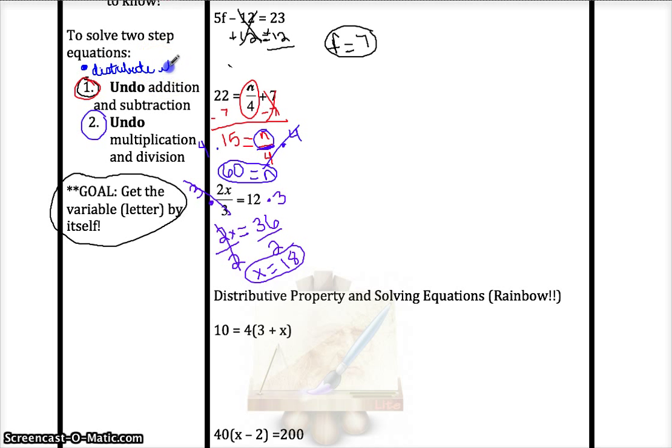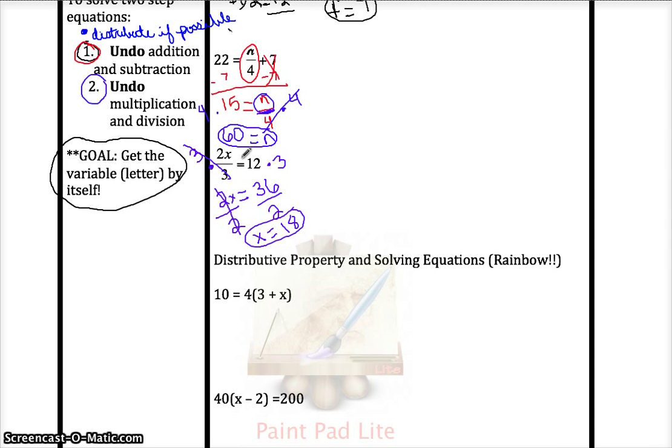Okay, so that's your first step. Remember, distribution happens when there's parentheses. So I'm going to write little parentheses next to it so I remember to distribute if possible. When we look at this first example problem right here, we see parentheses. There's some right here and some right here. So we need to distribute first.